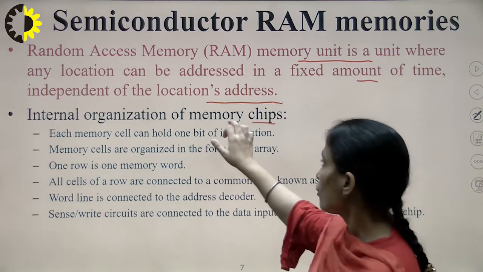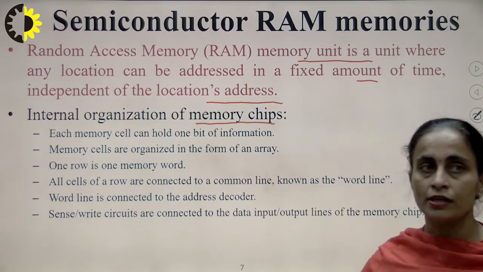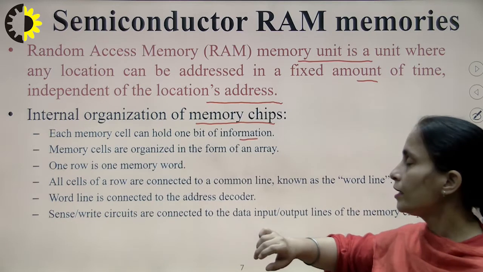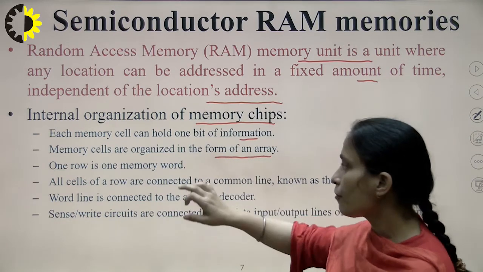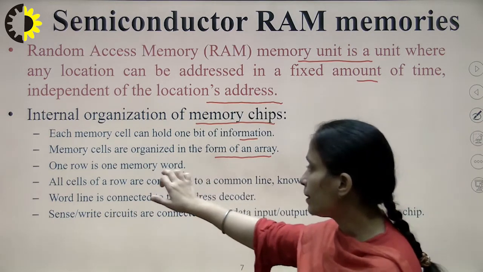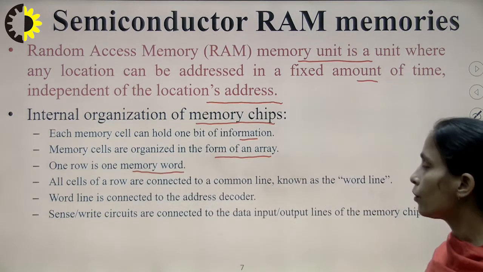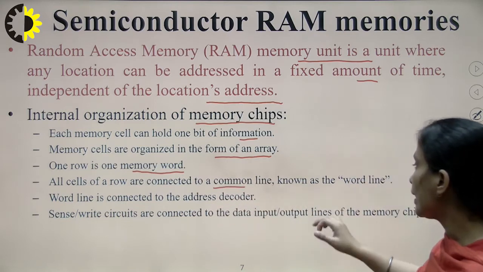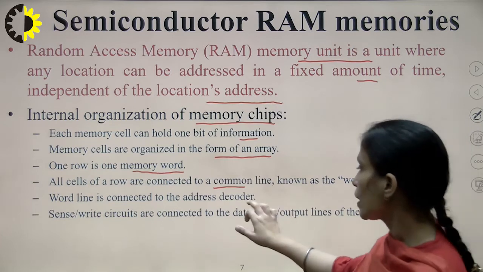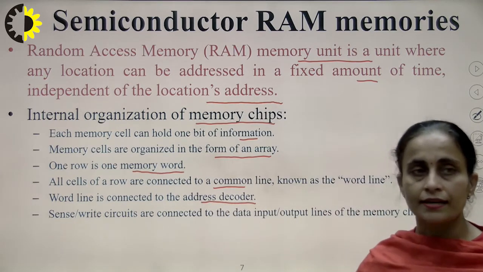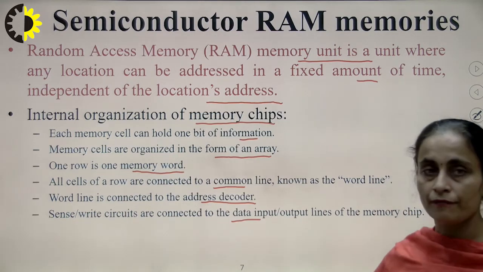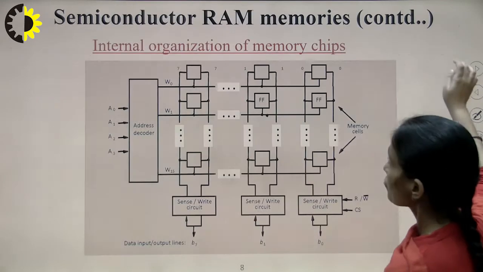The internal organization of memory chips depends upon each memory cell, which can hold one bit of information. The memory cells are organized in the form of an array, in which one row means one memory word, and all the cells of the row are connected to a common line known as the word line. The word line is connected to the address decoder, and the sense and write circuits are connected to the data input and output of the memory chip, as shown here.